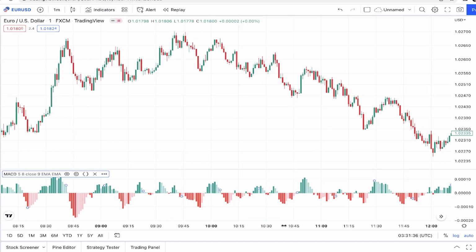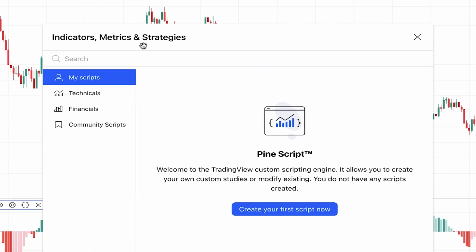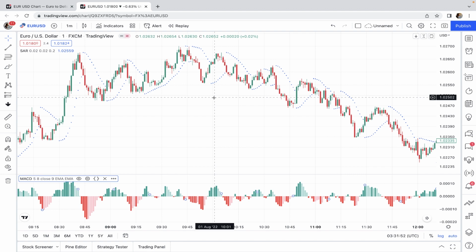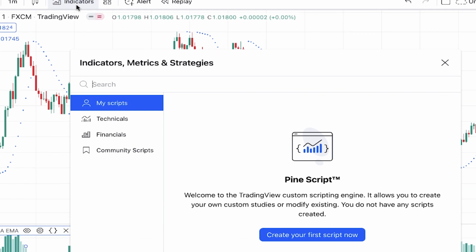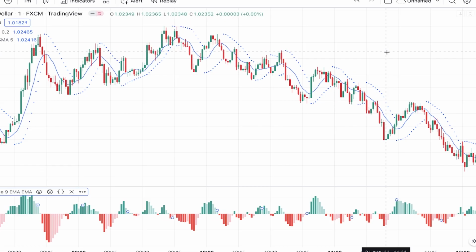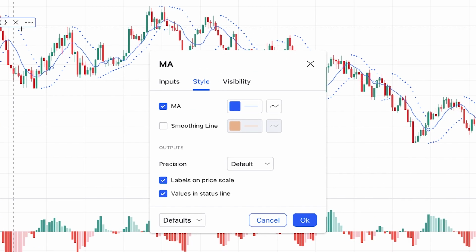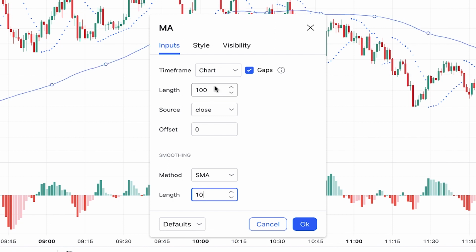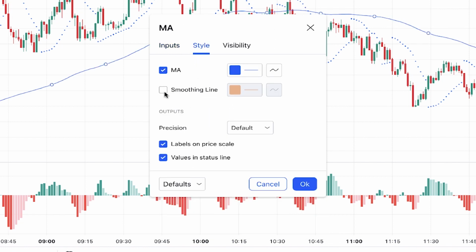The next indicator that we should add is Parabolic SAR, this one, and we use this indicator with default settings. And the last indicator is moving average, a simple moving average, this one, and we must change its settings. Here in the inputs tab, for the length we set it on 100, and for the smoothing length we set it on 10. And here in the style tab, we select smoothing line, so it's added alongside the moving average line.